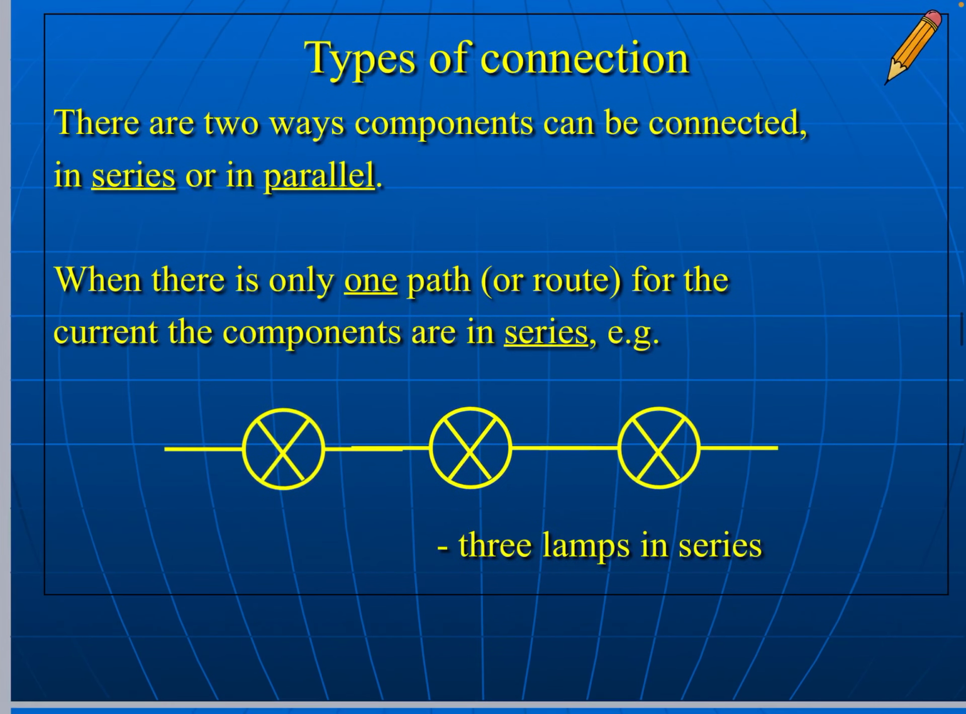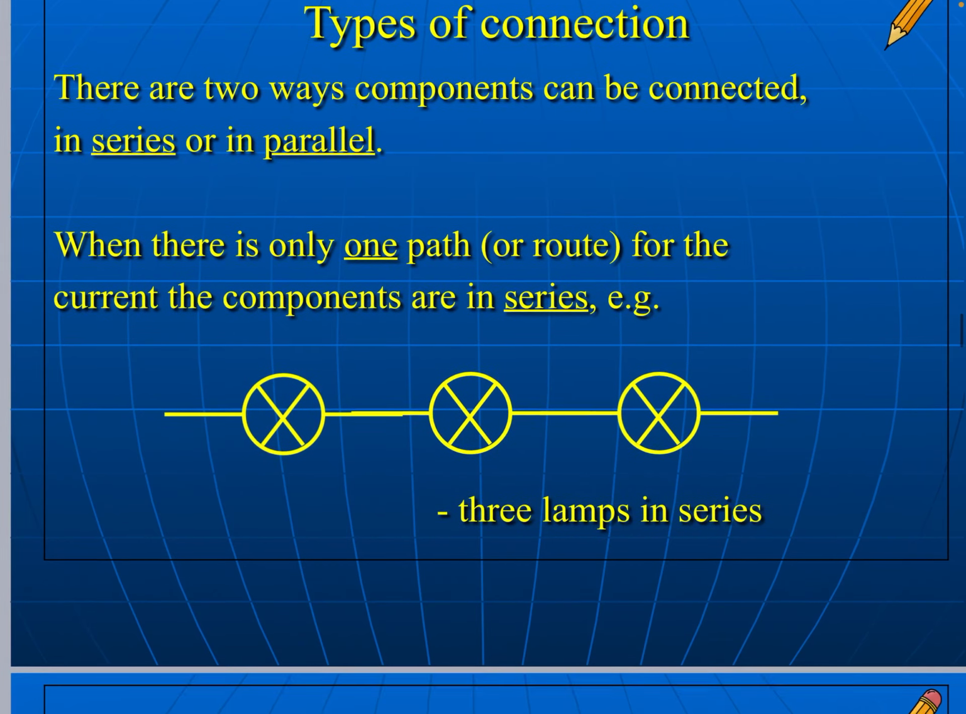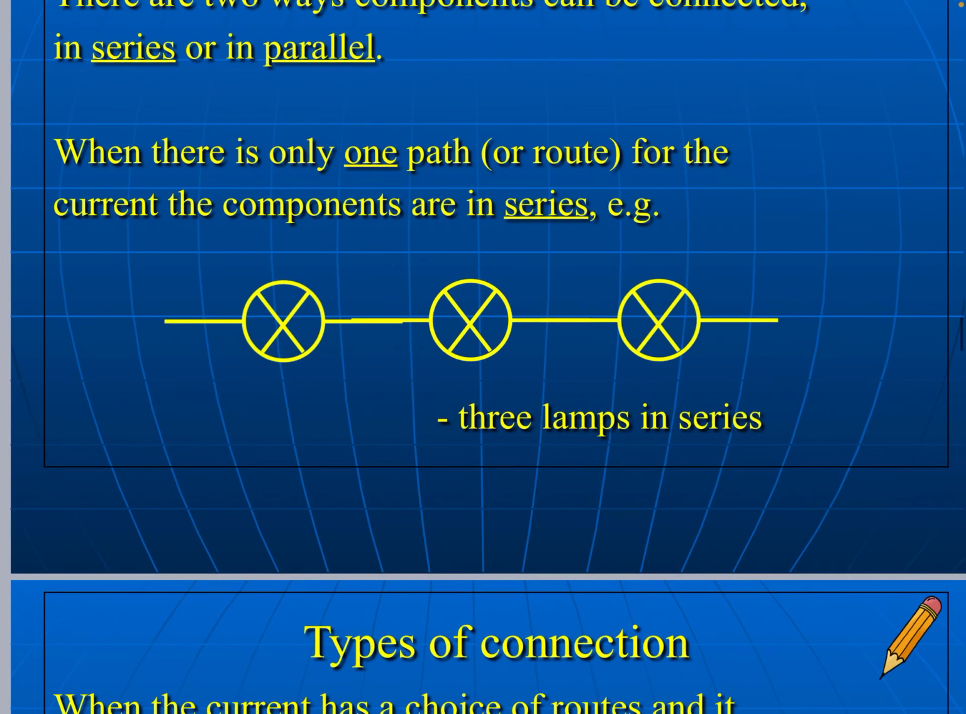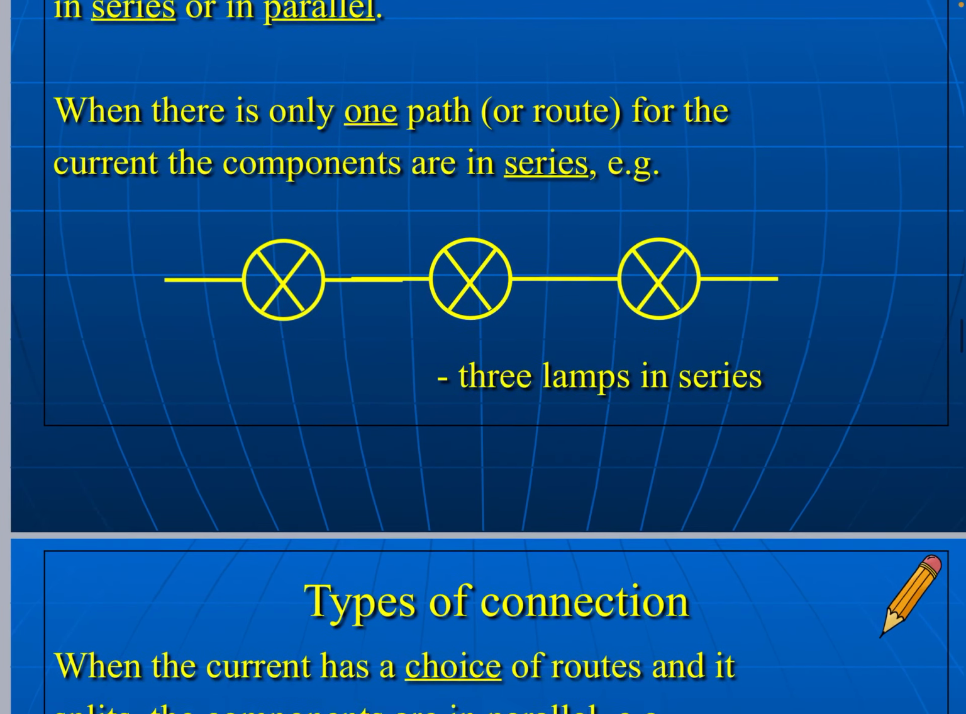There's two different types of circuit. So series circuits and parallel circuits. So if you've only got one option about where the current can flow, so everything's just on one loop, then you would talk about them being in series. So those 3 lamps are in series, but obviously they'd have to be connected up to a power supply.